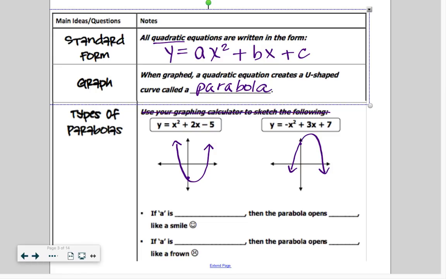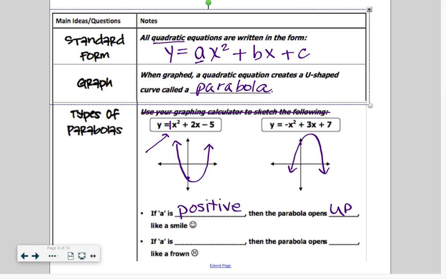You don't have to worry about that part of it. The point that they want you to get from this is that if the equation starts off, remember a is the first number in front of the x squared. This one's got a 1 in front of it. It doesn't have to be a 1. It might be a 2 or a 3 or a 4 or 5 or whatever. But if it's a positive number, then the parabola is going to open up like a smile.